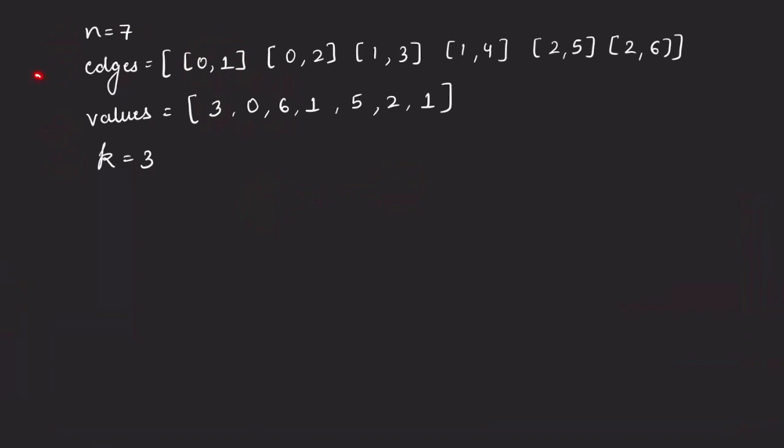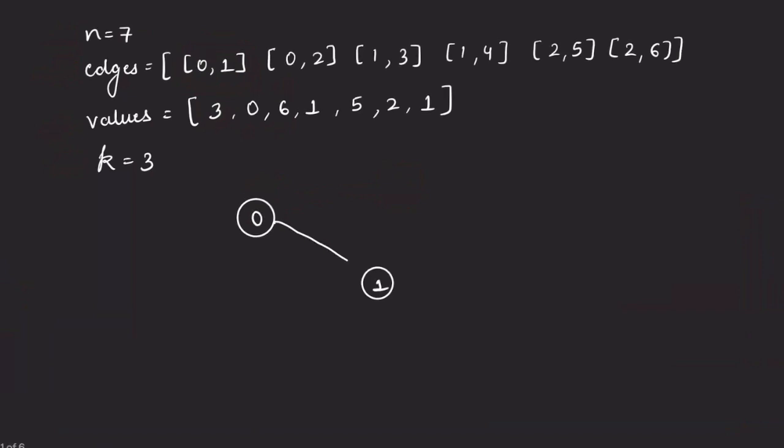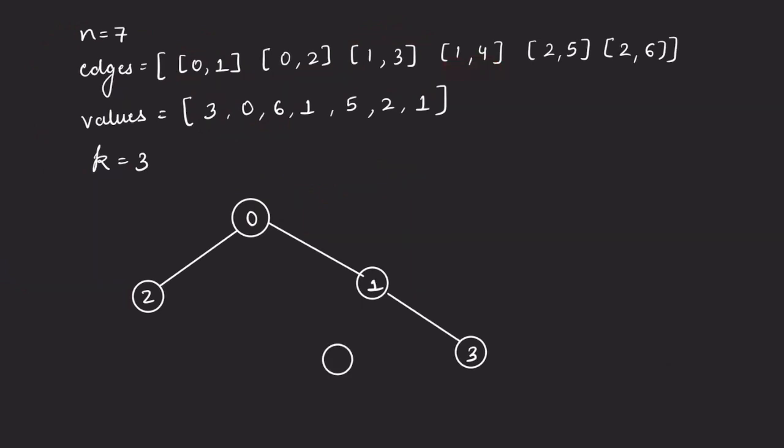So before that, with this edges array, let's try to build the tree that is given to us. First we are given that there is an edge between node 0 and node 1. So this is node 0 and this is node 1, and there is an edge between these two. Then next we have an edge between node 0 and node 2. So let's consider this as node 2, there is an edge between them. Then the next is an edge between node 1 and 3. So let's create a node 3. Then we have an edge between node 1 and node 4. So we have a node 4 over here, and there is an edge between these two.